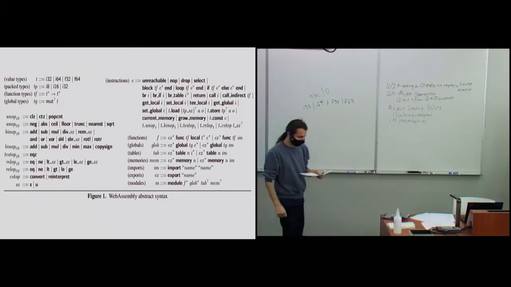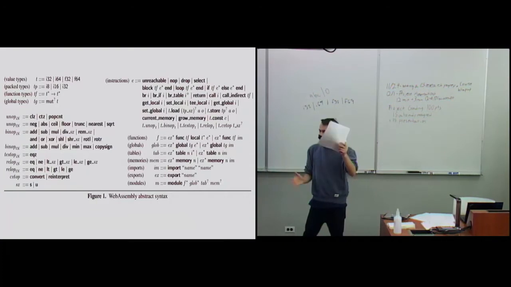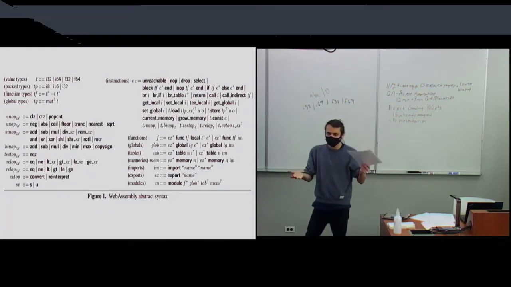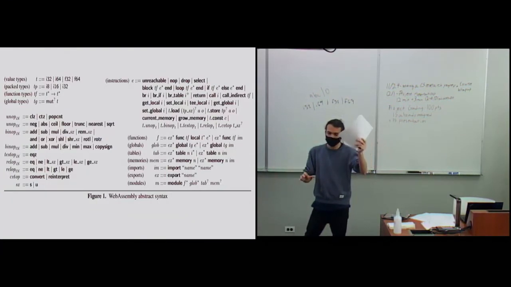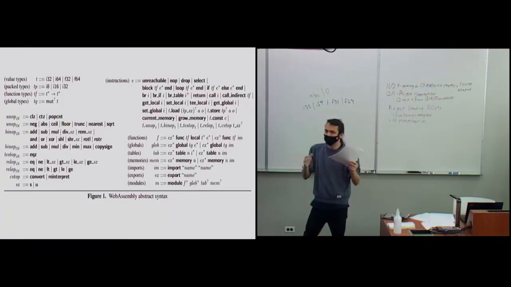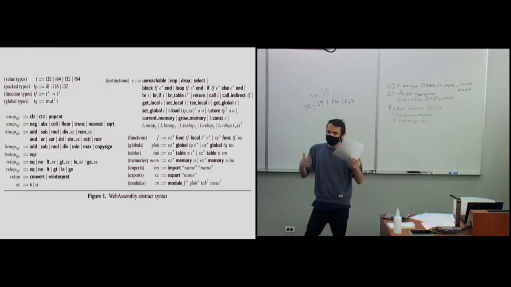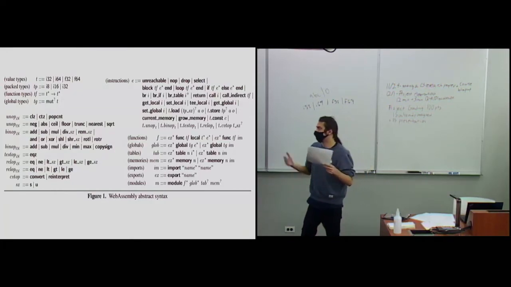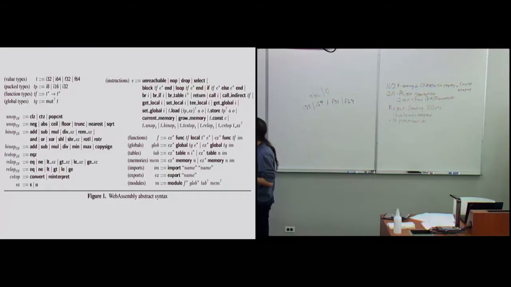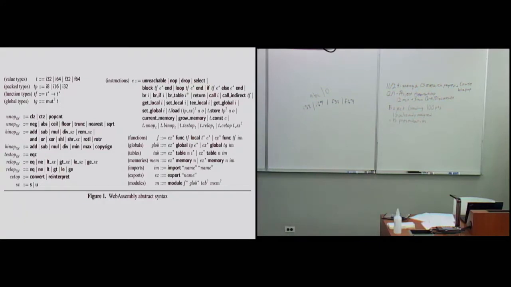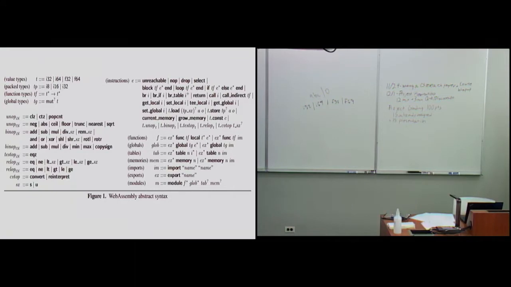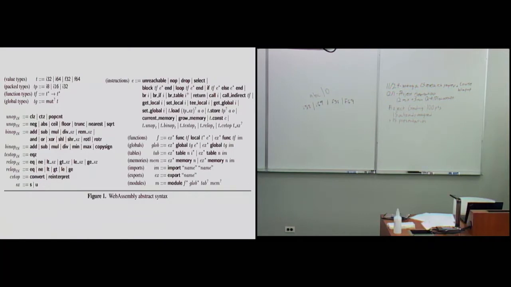WebAssembly programs are binaries. They're contained in what's called a module, which contains basically all the statics of your program, like your function definitions, your imports, your globals, stuff like that, right? So you can see here, this is where the semantics of the module are defined. A module consists of a list of functions, a list of globals, a table, potentially, and a memory.